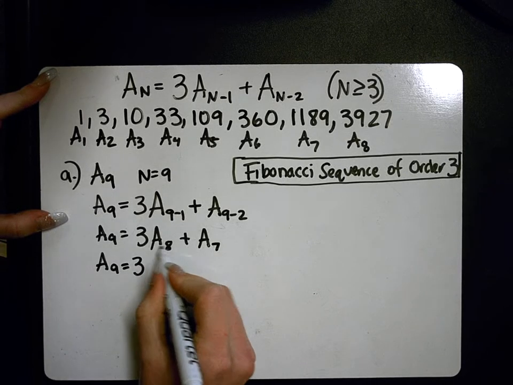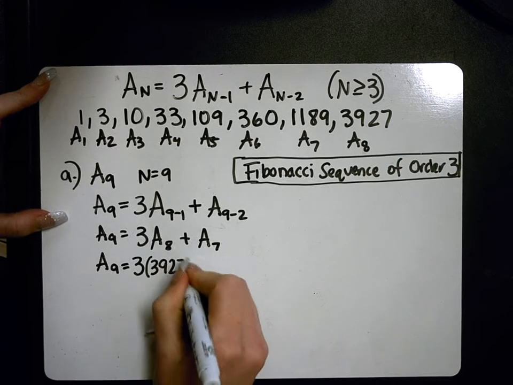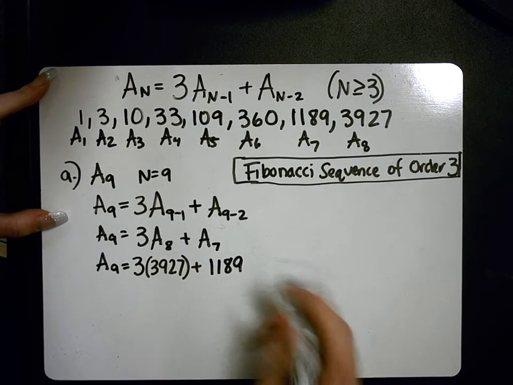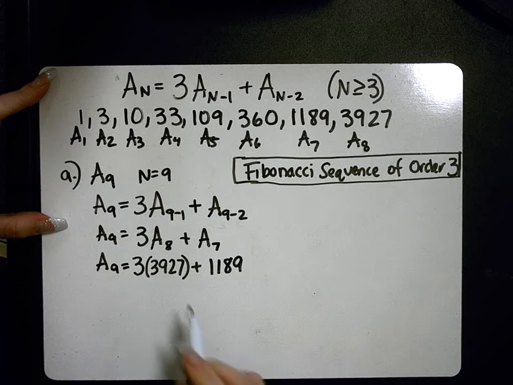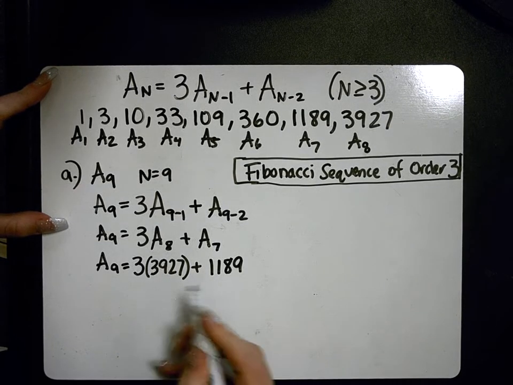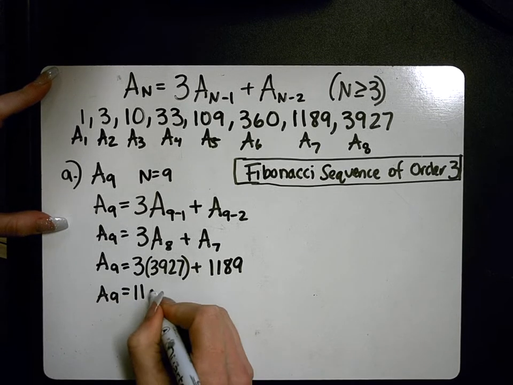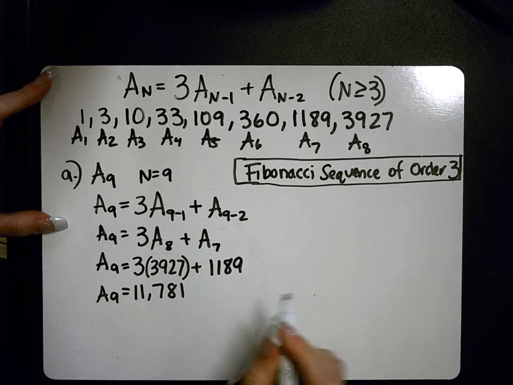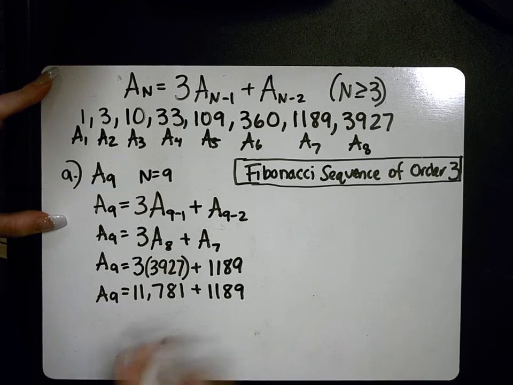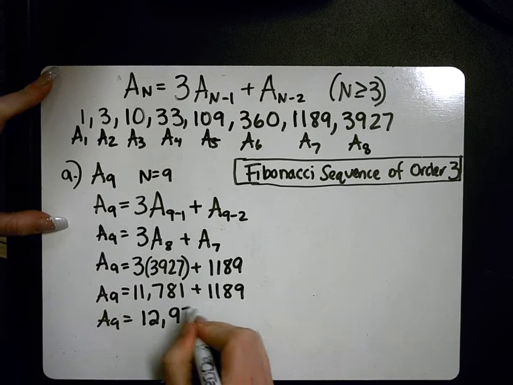3 times the 8th term. The 8th term is 3,927, plus the 7th term, which is 1,189. And 3 times 3,927 ends up being 11,781, plus 1,189. You add those two together and you get the ninth term, which ends up being 12,970.